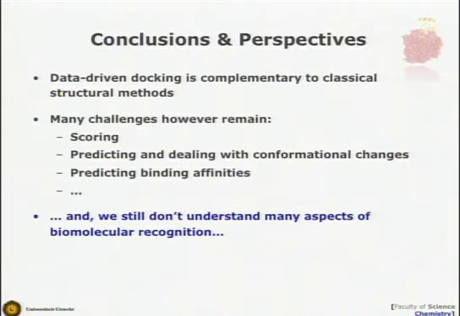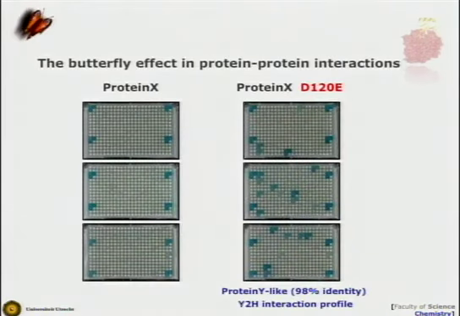But there are many challenges. So I mentioned scoring, prediction of binding affinities and conformational changes. It is still challenging. And nature is still fooling us big time. There are many aspects of molecular recognition that we don't understand. And this is almost the last slide.